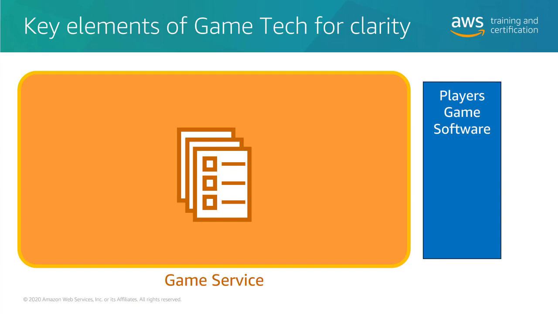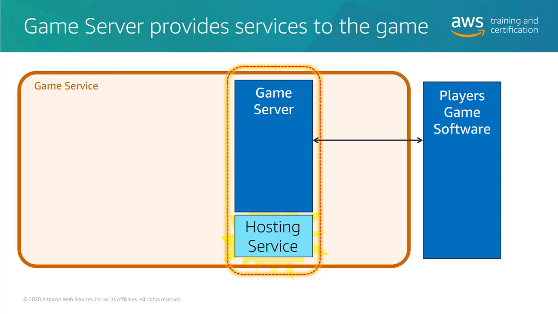The game service is composed of several parts. The focus of this course is the game server and game server hosting. The game server is software that communicates and provides services to the player's game software during gameplay. This code is often written in C# or C++ and may contain elements from a game engine. The game server software runs on an EC2 instance on AWS. The system that provisions this instance and manages the loading and running of the game server is called the hosting service.